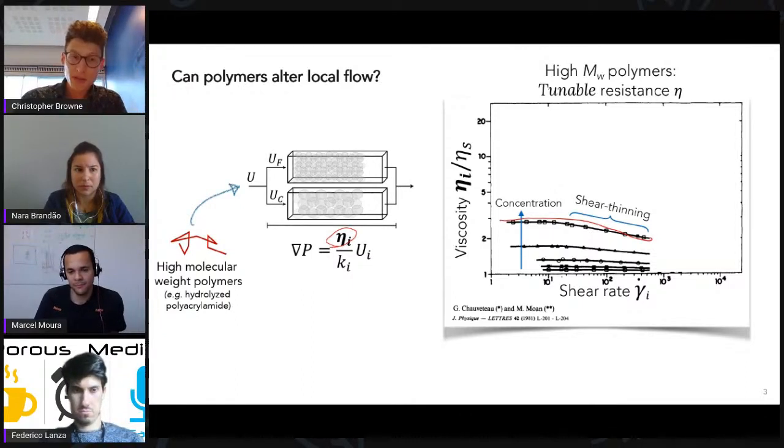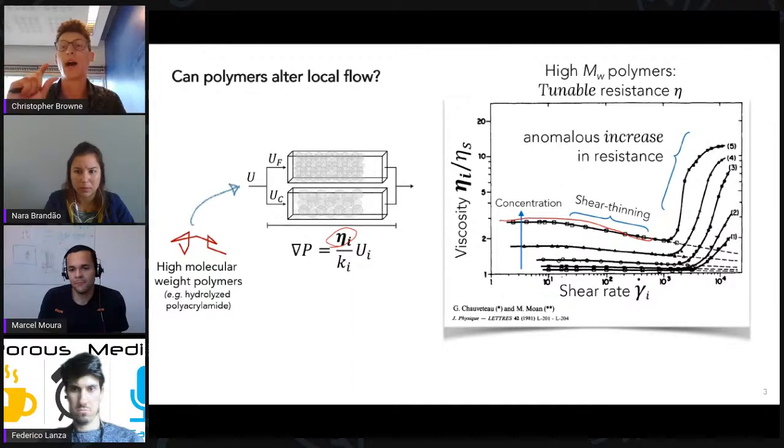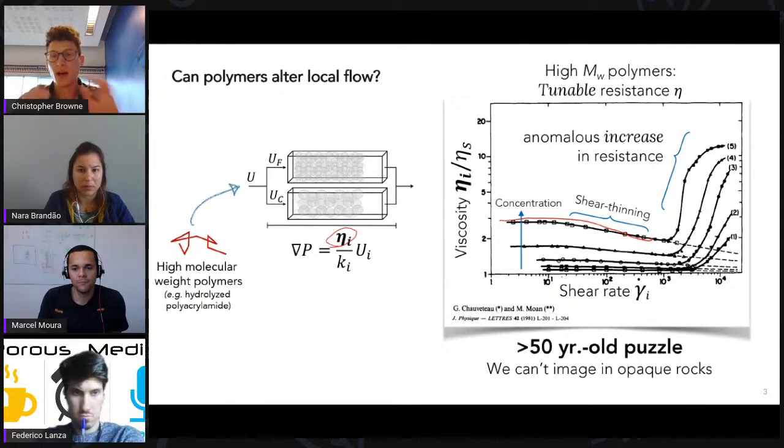But what some people have observed is for high molecular weight polymers, you see instead a very striking anomalous increase in the flow resistance. And so this is potentially a way where you can kind of add resistance maybe to one of the coarser layers to kind of help redirect the flow. The problem is that we don't really understand what's going on at all. So there's no way to kind of control this and do this in a targeted way in these complicated media.